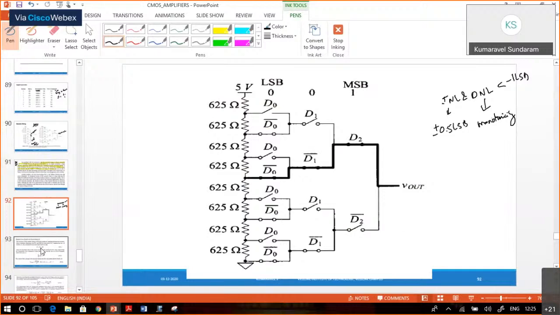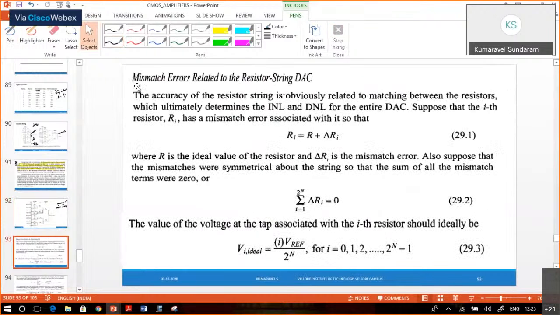So what contributes the non-linearity that we have to see? This is an advanced research topic, mismatch errors related to the resistor string DAC. We can't always say that a 1 kilo ohm resistor will be exactly 1 kilo ohm. Always there will be some tolerance, right? The tolerance may be 5%. It may be 1.05 kilo ohm or 1.005 kilo ohm.